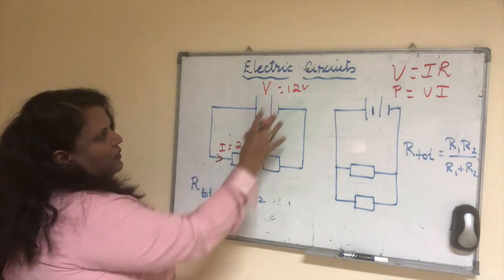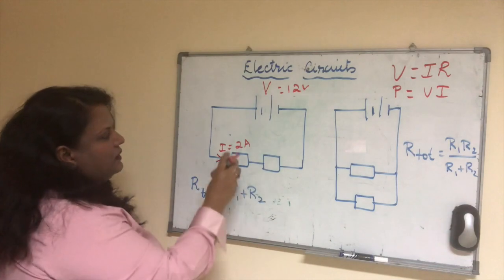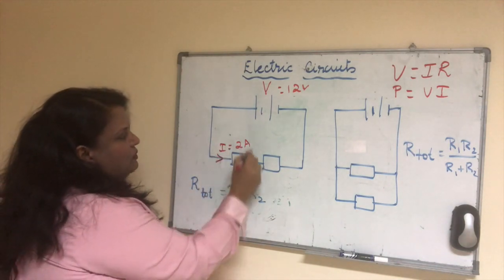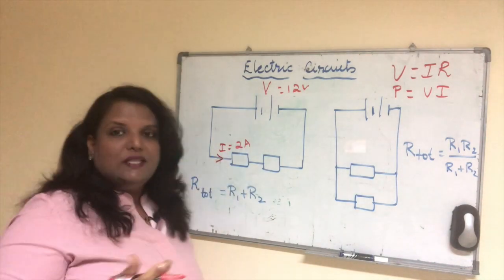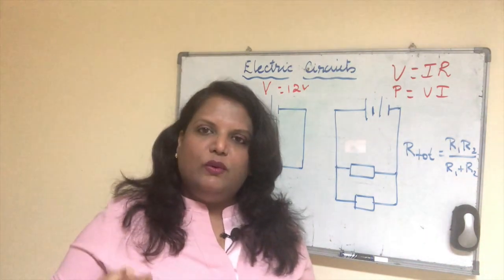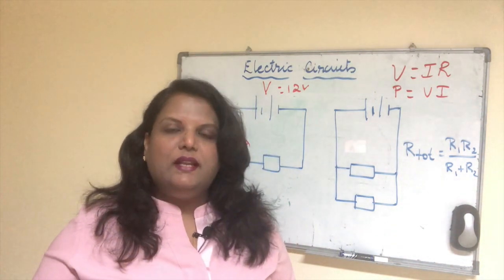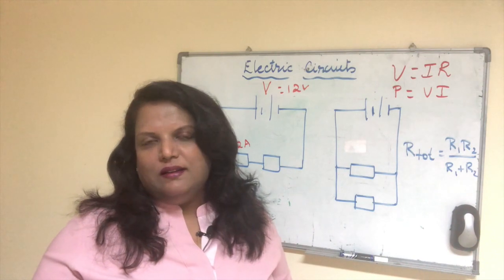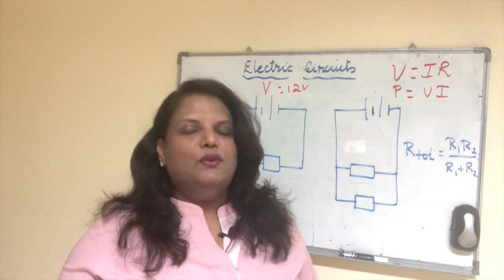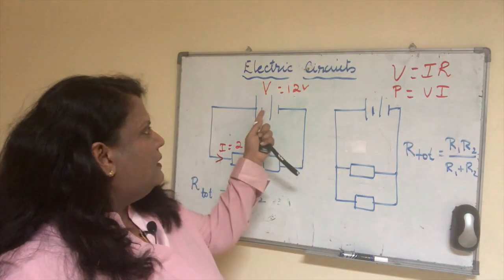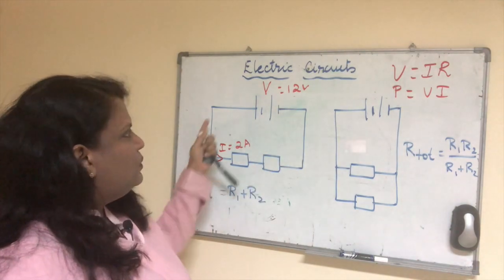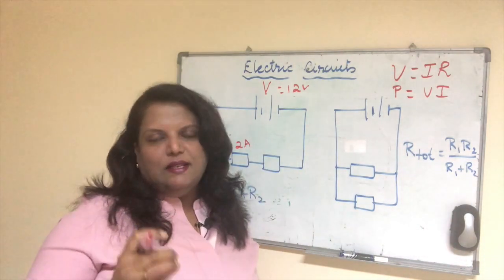Now if you look at it, I've got this 12 volt battery. If the current going through this first component is 2 amperes, and the question says, what is the current flowing through the battery? Now, will you be sitting and doing calculation? Is it necessary? No, you use the concept: in a series circuit, the current will be the same at every single point.